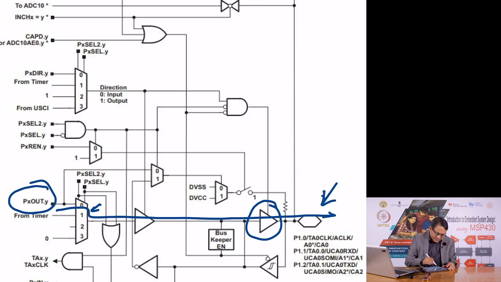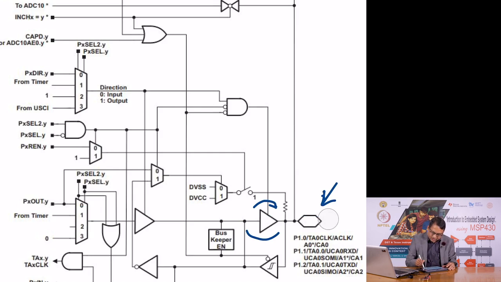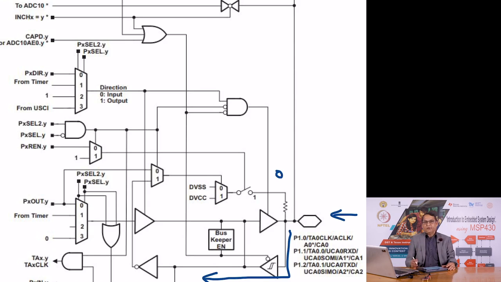If you want to make this pin an input, then obviously you will have to ensure that this tri-state buffer here becomes 0, and then you can apply an external voltage. It will go through this tri-state buffer, go into here, and then can be read by the microcontroller.